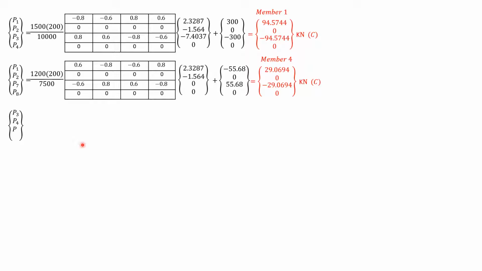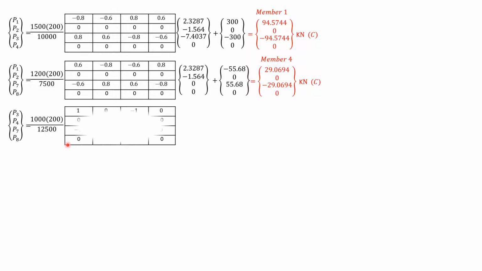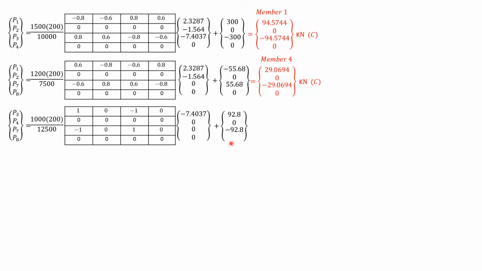Then this is member 3, 4, 7, 8. This is member 5 rather. So area 1000 times 200 over length. Then the cosine is 1, the sine is 0, so negative 1, 0, 0. Then the negatives of the first row, 0, times U3 is negative 7.4037, then the rest 0, plus fixed end force of member 5, 92.8, negative 92.8. Remember, it was in compression.